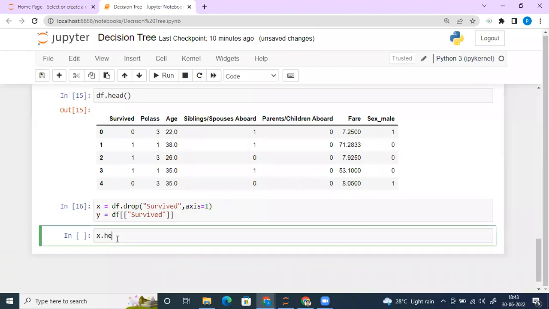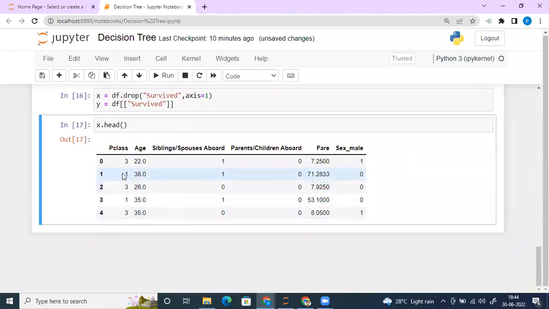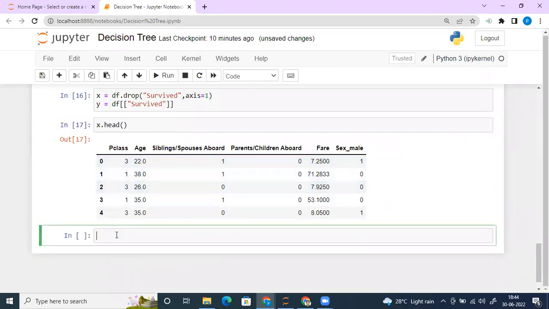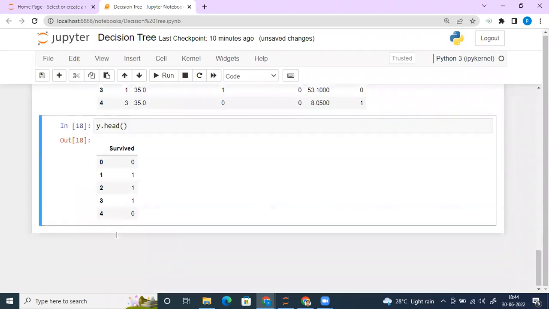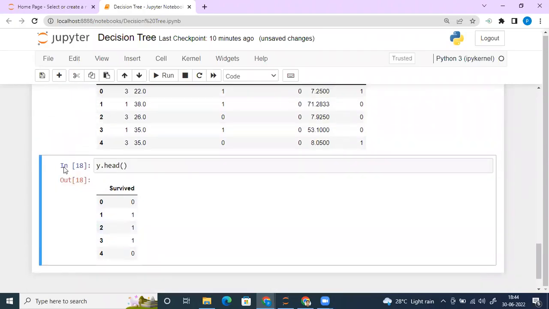X.head(). Okay, we don't have any survived column. Pclass, Age, SibSp, Parch, Fare, Sex_male. Done. And we have our y.head(). Okay, only one column, the survived column. Awesome. Now it's time for what?